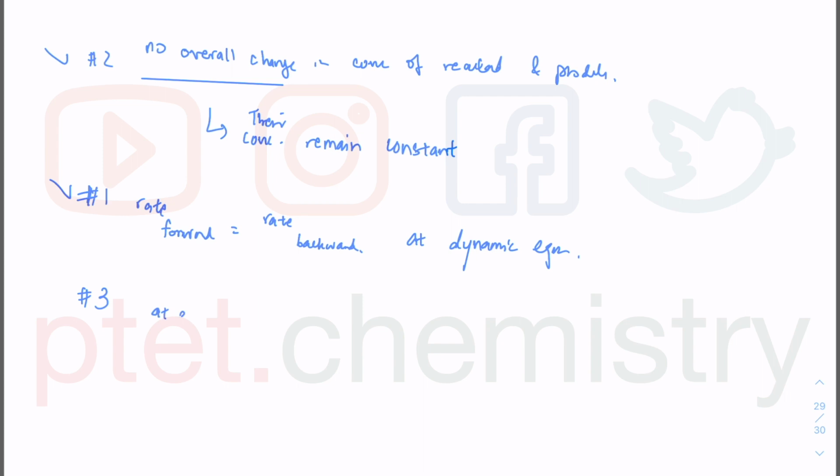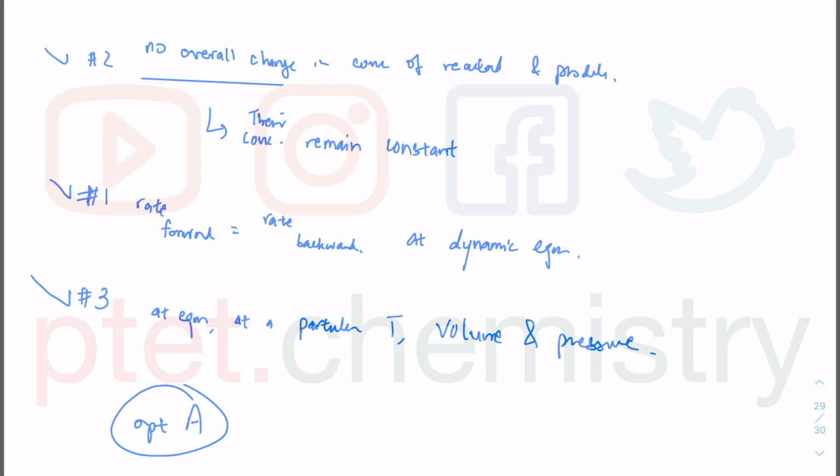So at equilibrium, measurable properties. This is at a particular temperature, at a particular volume, as well as pressure. At equilibrium, meaning you can't change. Well, there's no change at all because it's at equilibrium already. Okay, so if 1, 2, and 3 are correct, that means we are looking at option A as the only correct answer for question 34.